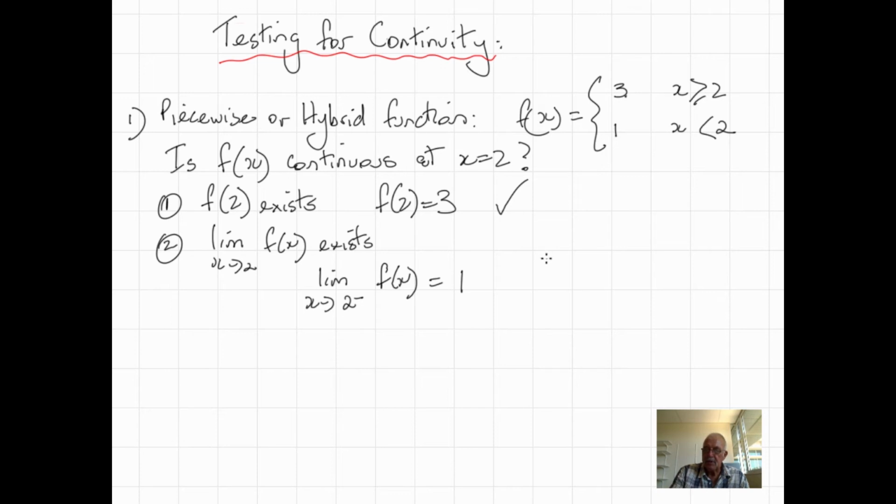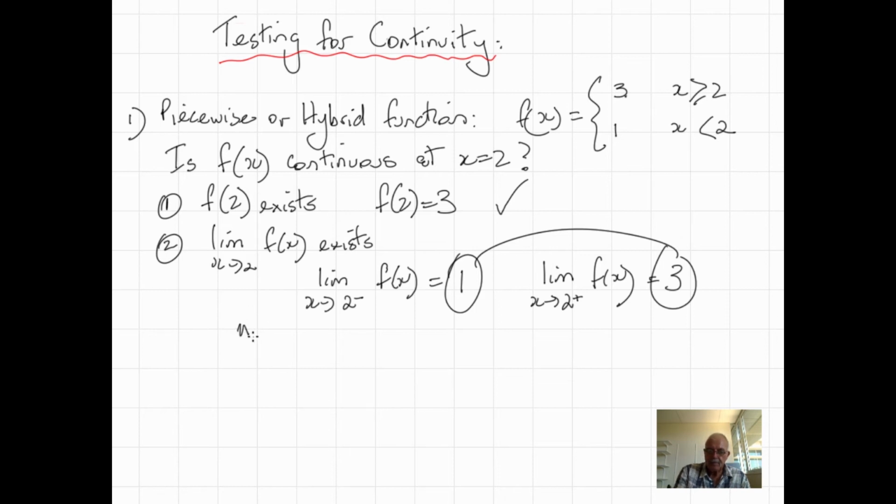If we approach 2 from the positive side, the limit as x approaches 2 from the positive side of f of x, the function is equal to 3. Now, because we've got 2 different values going either side, there is no limit. There is no limit, because these two have to be the same value as it approaches 2 from either side.